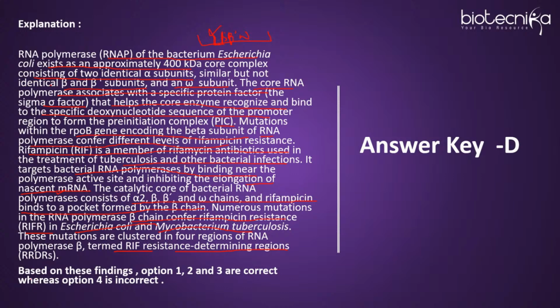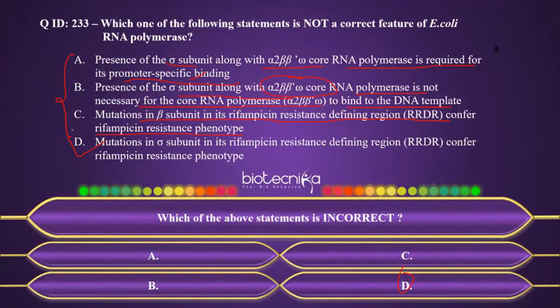According to these regions, the mutations within them define which level of resistance is taking place. So based on these findings, it is observed that option 1, option 2 and option 3 are correct, whereas option 4 is the incorrect one, right? So mutation in the sigma subunit in its rifampicin resistance determining region, RRDR, confirmed the rifampicin resistant phenotype. So this is the wrong one. Only in the beta subunit, when the rifampicin resistance takes place, does it confirm the rifampicin resistance phenotype.